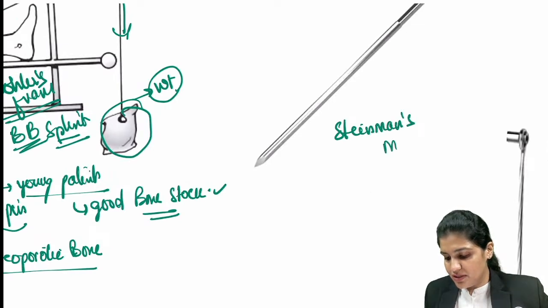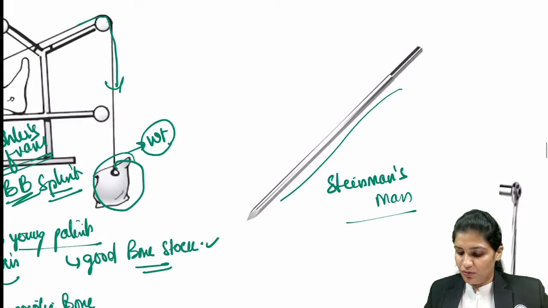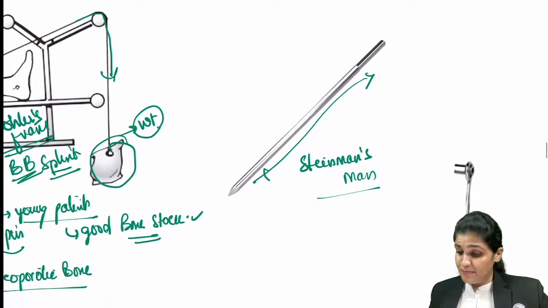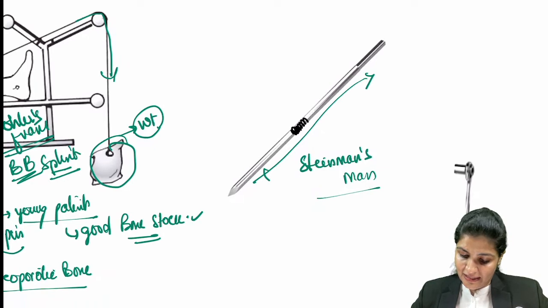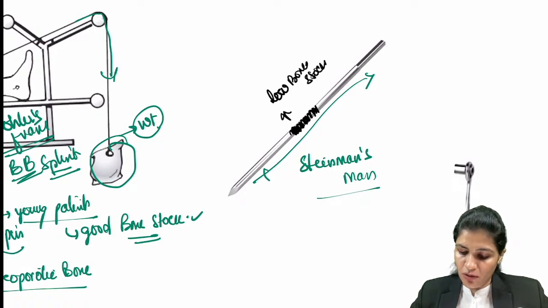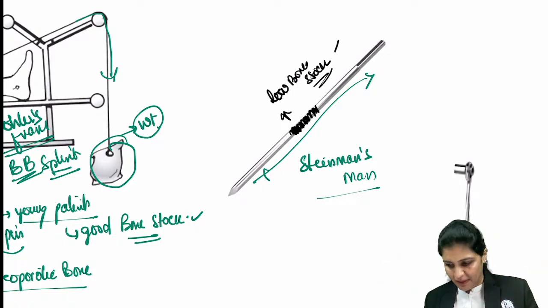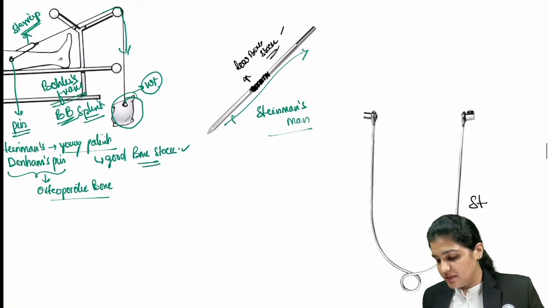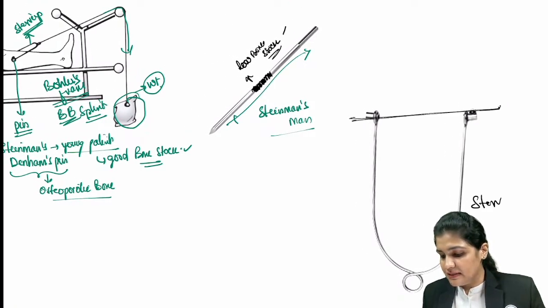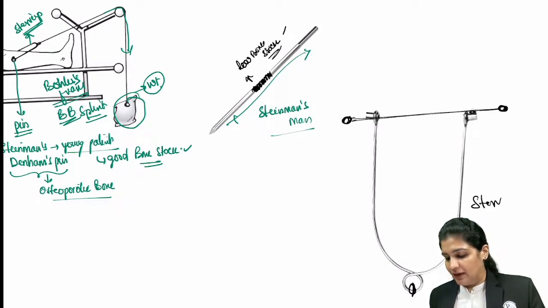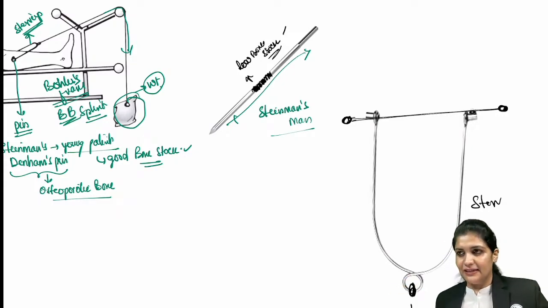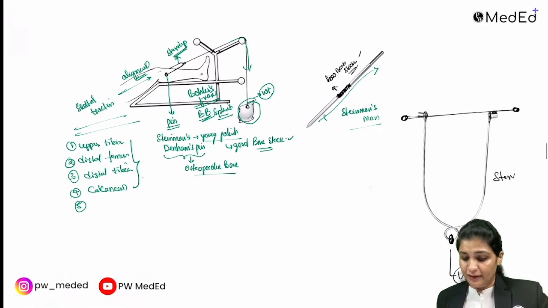This one is the Steeman's pin, which is very plain. There are no threads. This is just Steeman's pin. If it's a Dunham's pin, then it will have threads in the center like this. These threads will hold the bone in case of low bone stock. If you want to hold the pin in the bone, these threads will help you. Those are called the Dunham's pin, and this is the stirrup, where you connect the pin to it, and then you add weight to it. This is your skeletal traction, right?